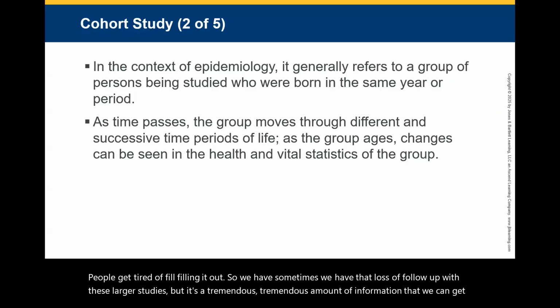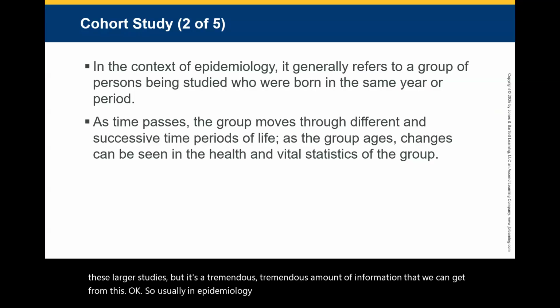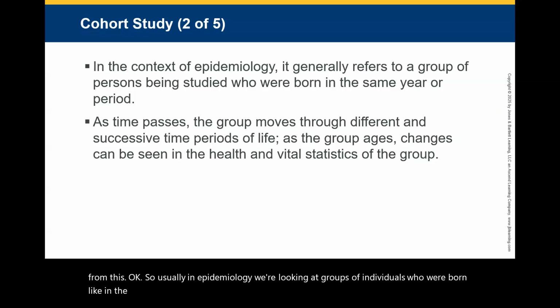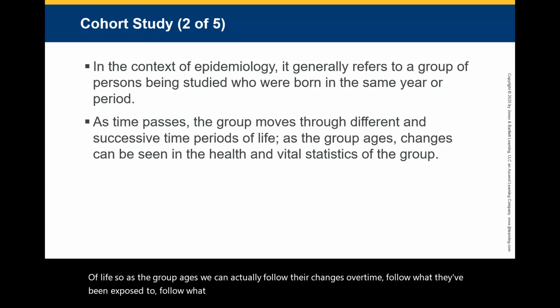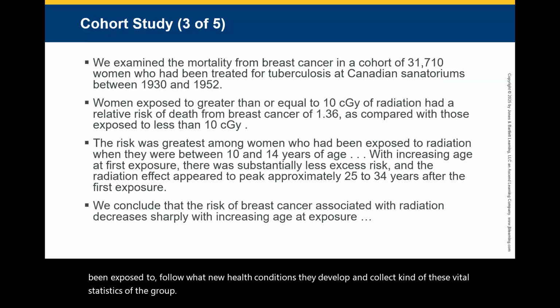Usually in epidemiology, we're looking at groups of individuals who were born in the same period or the same year. And then we're going to follow these individuals, hopefully, over large successive time periods of life. So as the group ages, we can actually follow their changes over time, follow what they've been exposed to, follow what new health conditions they develop, and collect vital statistics of the group. Some examples.